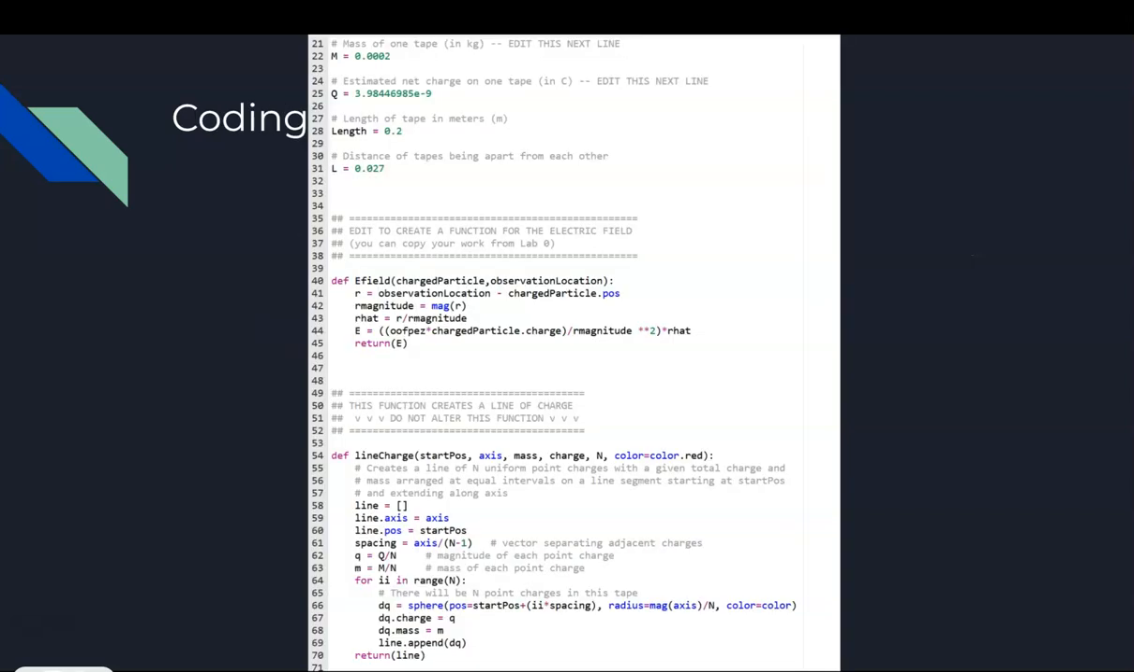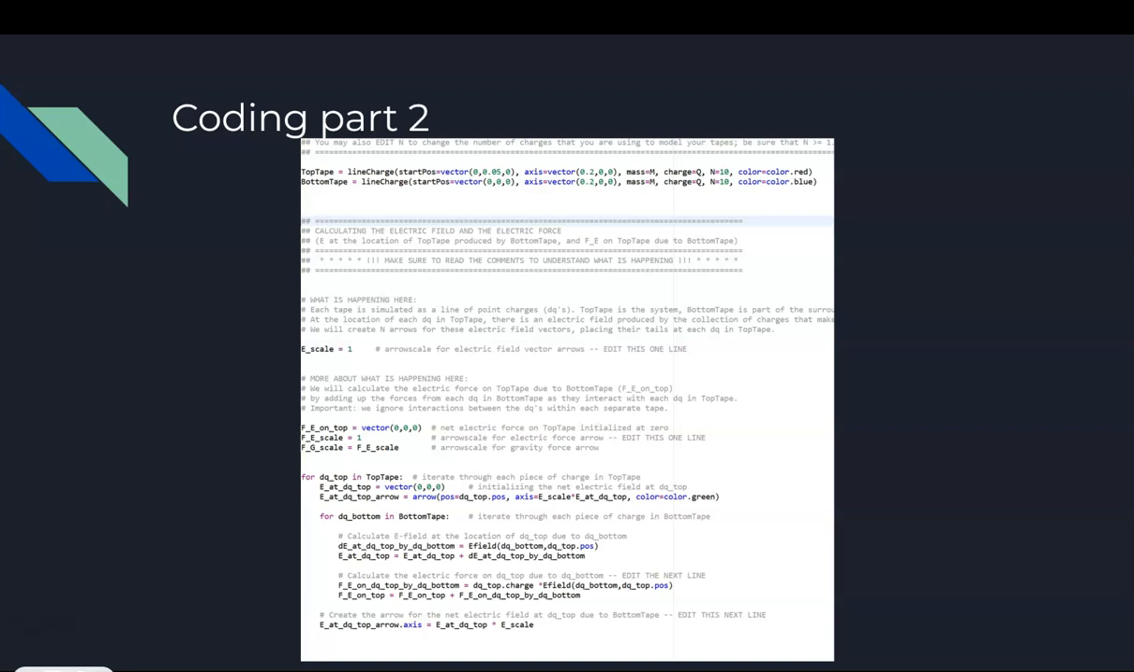Here's the coding for part 1. We have our mass, the net charge, the length, the distance between the tapes. We have the calculations for the electric field. We have the function for the line charge all here. And then for part 2, we have the top and bottom tape, the line charges for those.